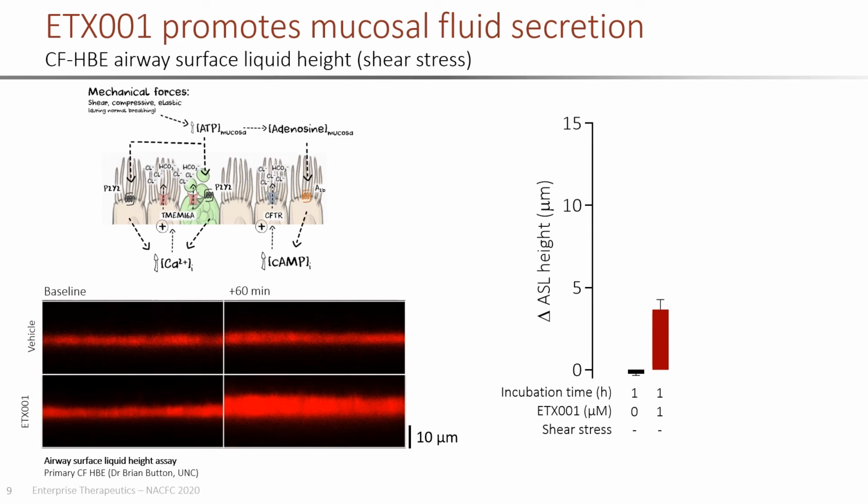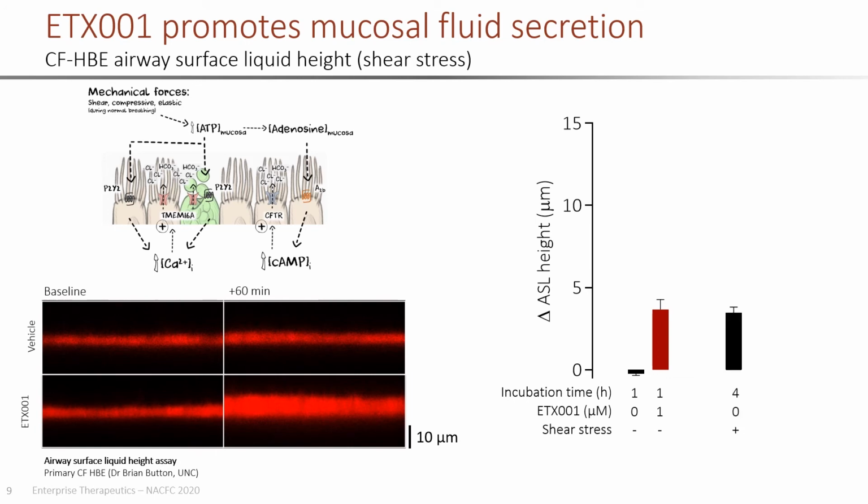What's really cool is that Brian can apply mechanical forces, particularly shear stress, to these epithelial cells to mimic tidal breathing and the flow of air across the epithelium during breathing. This causes the endogenous release of ATP that will stimulate P2Y2 receptors on the apical surface of the epithelium, increase intracellular calcium, and lead to activation of TMEM16A to flux chloride and bicarbonate, and thereby drive more fluid secretion.